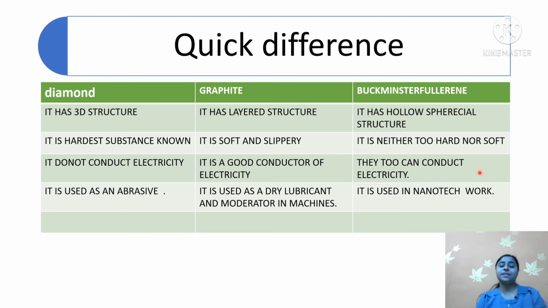Now, here is a quick difference between diamond, graphite and Buckminster fullerene. Diamond has a three-dimensional structure, whereas graphite has a layered structure. And Buckminster fullerene resembles the shape of a football and has a hollow spherical structure. As we know, diamond is the hardest substance known, but graphite is soft and slippery to touch, and Buckminster lies in between these two. It is neither too hard nor very soft. Diamond does not conduct electricity, whereas these two, graphite and Buckminster, are good conductors of electricity.